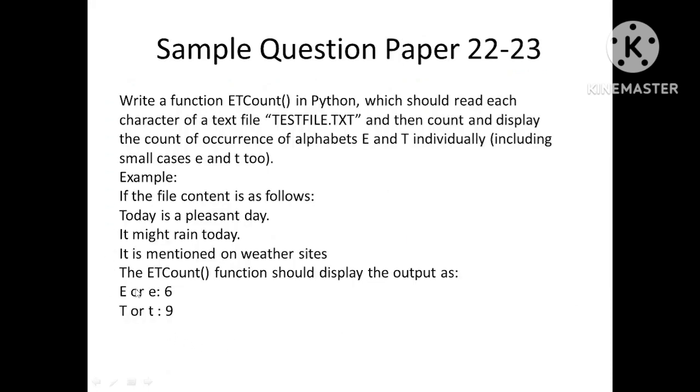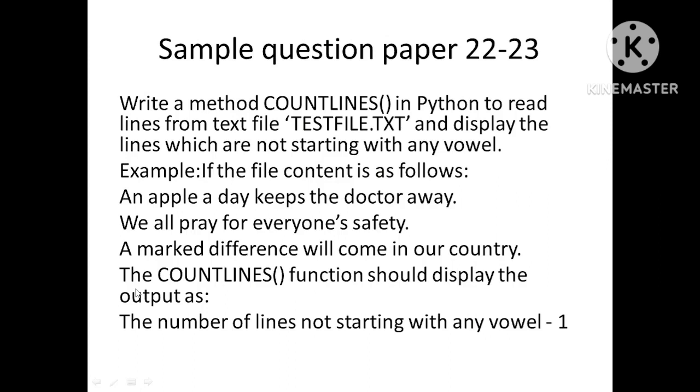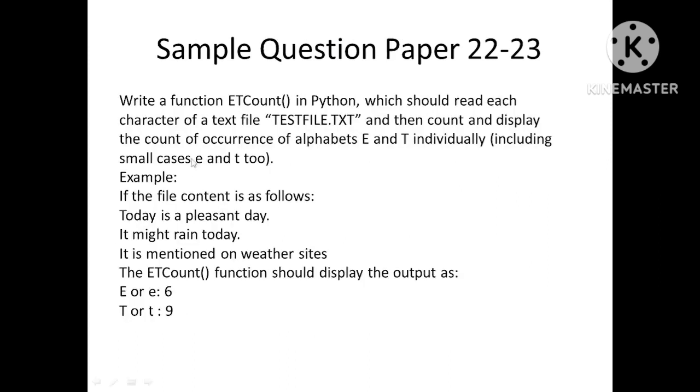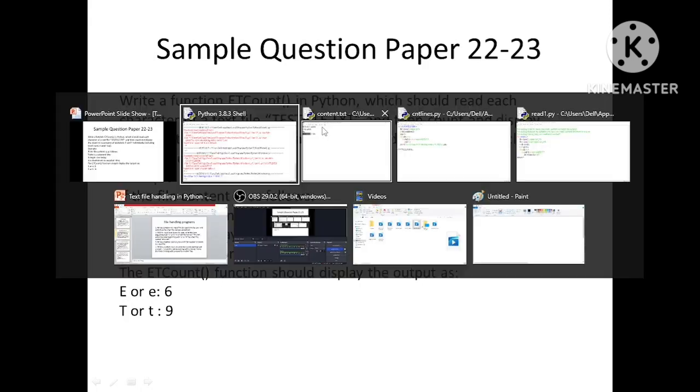Let us look at the next question. Actually, it is a choice question. So this is the first part, or write a function et count. So you have to write def et count colon, which should read each character, which means alphabet by alphabet analysis, and then count and display the count of occurrence of alphabets, capital E or capital T, including small cases also. Now you have to display how many E's are there and how many T's are there. When you have 2 counts, you should have 2 counter variables. So you have to write a function called def et count.